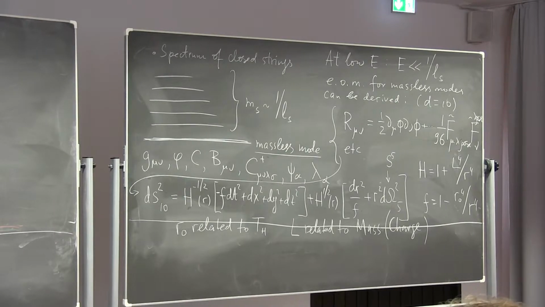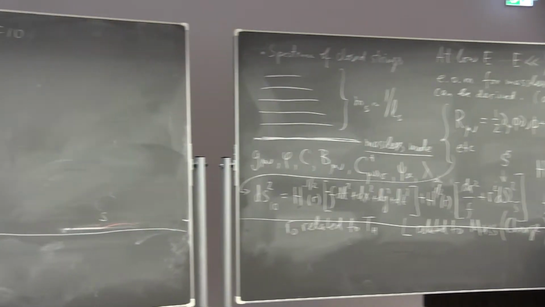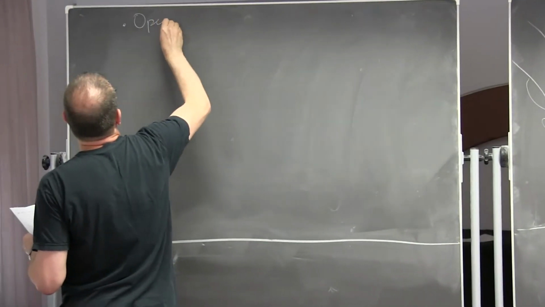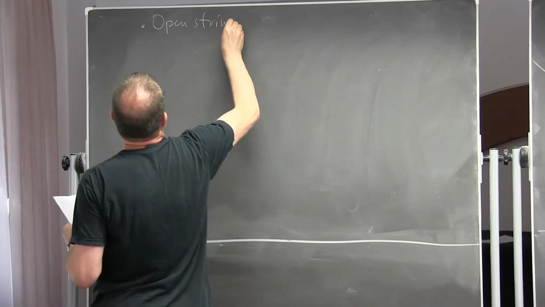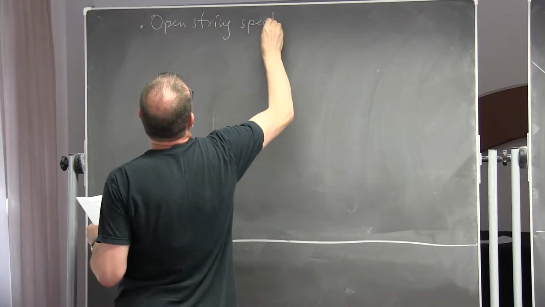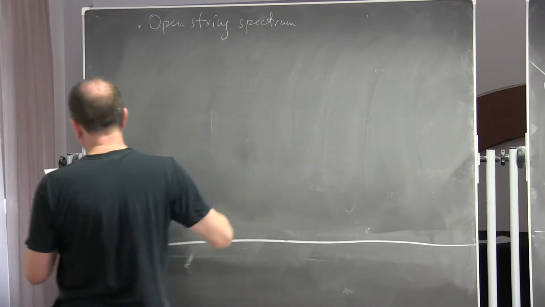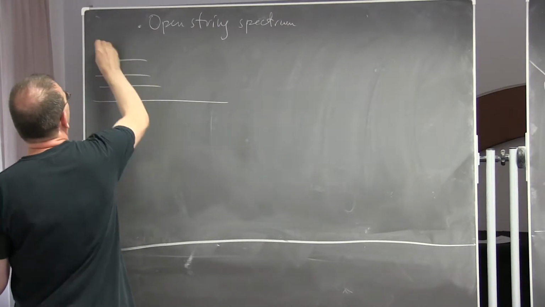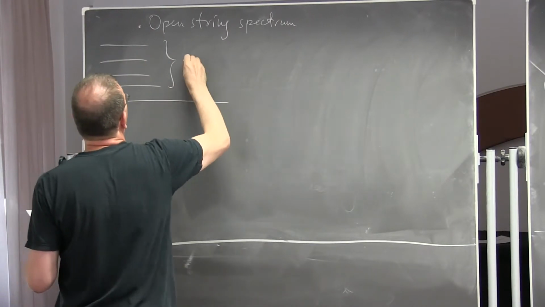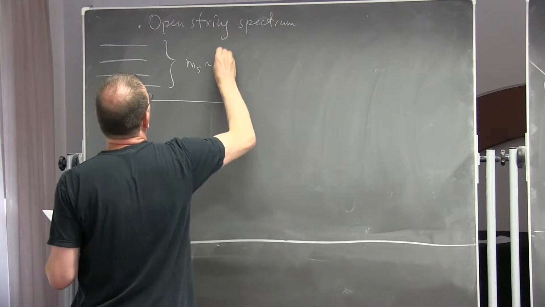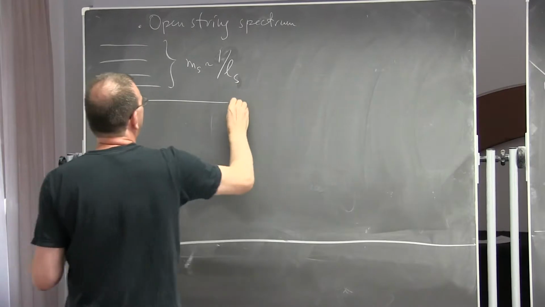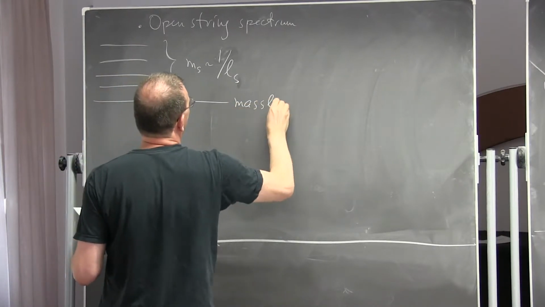Now, open strings can also be quantized in a similar manner. So we have the open string spectrum, and it's more or less the same. Again, you have some massless fields, and then a tower of massive states. These are massive states whose masses are inversely proportional to string length. But then there are massless modes.